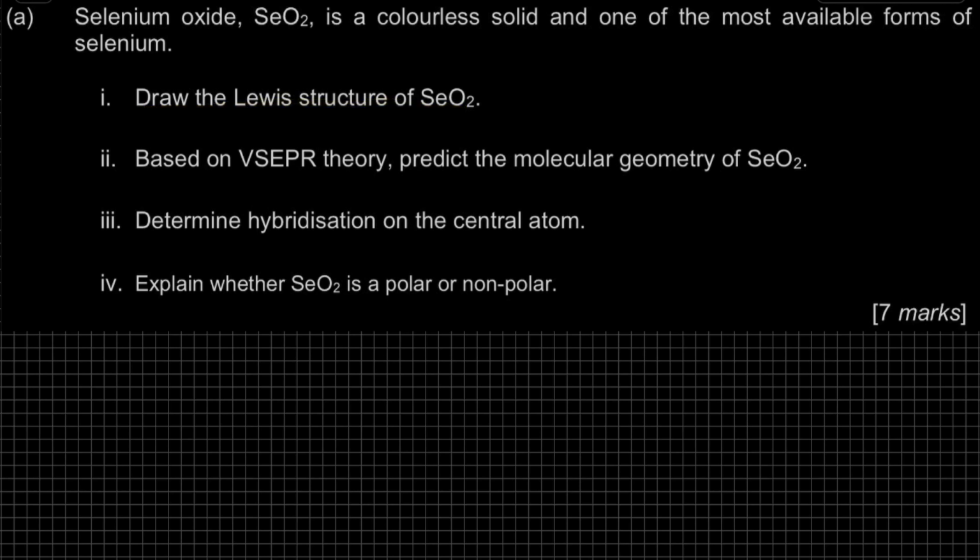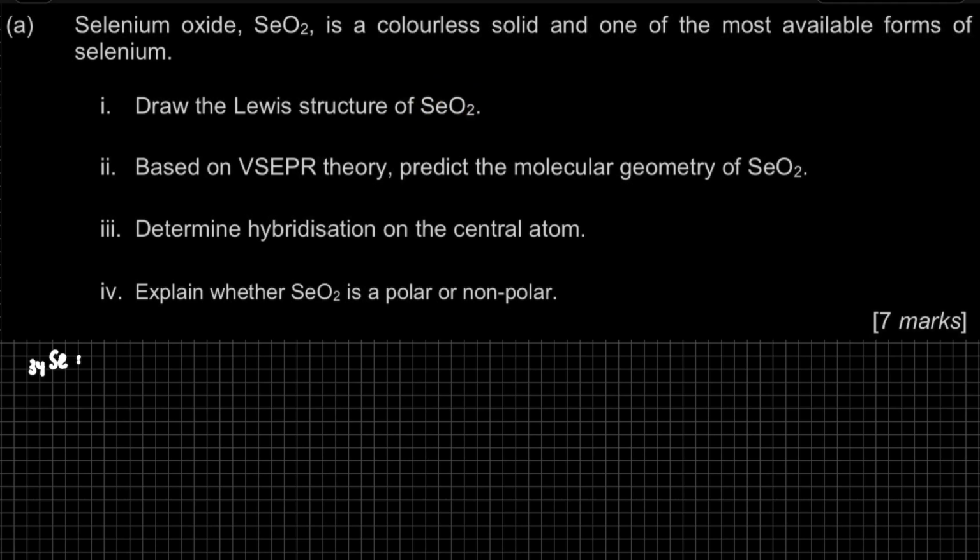To draw the Lewis structure, first thing first, you have to find the proton number of our selenium and oxygen. If you refer back to the list of constants, you can see that the number of protons for selenium is 34. Once you have the proton number, you can write down the electronic configuration, which is 1s2, 2s2, 2p6, 3s2, 3p6, 4s2, 3d10, 4p4.